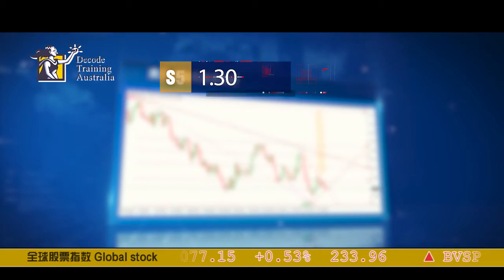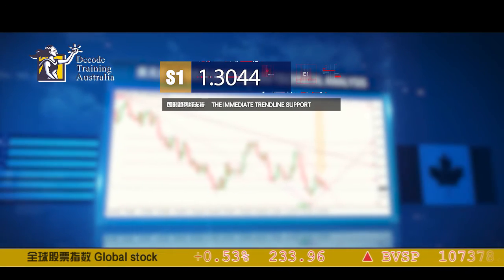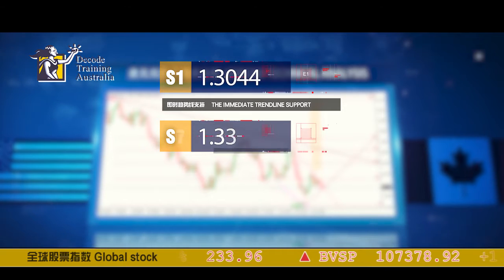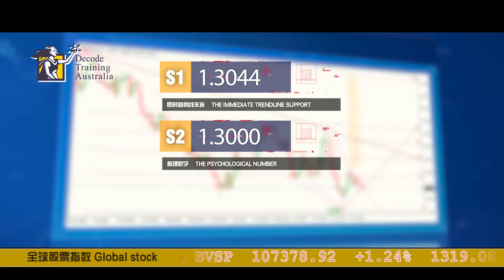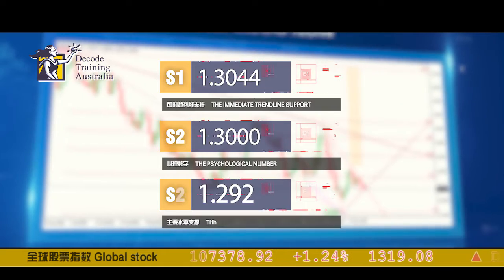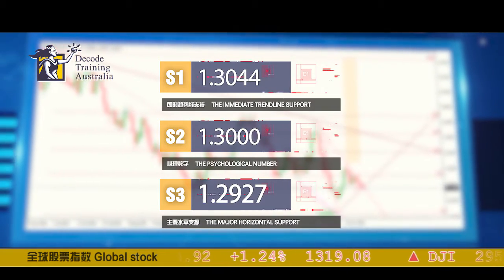Now if you look at the chart closely, we'll find the following support levels. Support 1 is 1.3044, which is the immediate trendline support. Second support is the 1.3 even, the psychological number obviously. And finally the third support is the 1.2927, a major horizontal support. On the upside, the price of the USDCAD might come across multiple resistance levels where it might become hard for the price to pass through them. Given below are some anticipated resistance levels for reference.